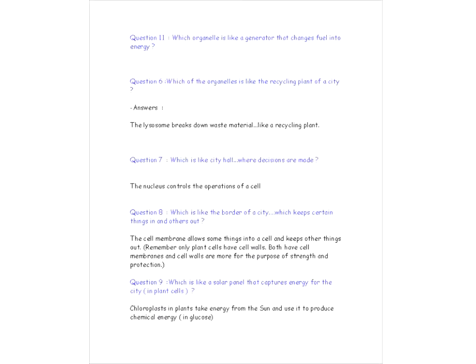The first question was, which of the organelles is like the recycling plant of a city? And the answer is the lysosome. The lysosome breaks down waste material just like a recycling plant. Next question, which organelle is like the city hall, where decisions are made? Well, that would be the nucleus, because the nucleus controls the operations of a cell. Question 8, which is like the border of a city, which keeps certain things in and others out? Well, the cell membrane allows some things into a cell and keeps others out.